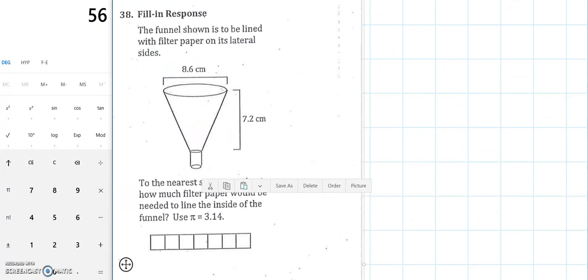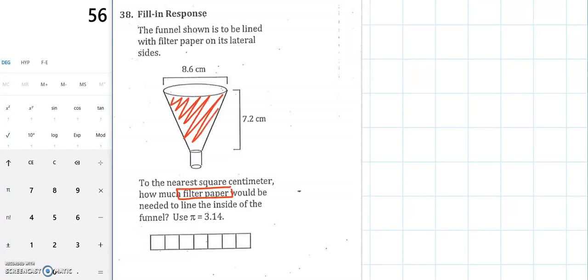Here we pick up again with a question that's asking us about lateral area. This question is asking about lateral area because it's asking to find how much filter paper you would need to cover the lateral part of this funnel. I'm looking for that portion of the funnel because that's where the filter paper is going to stand. It's not going to go on the top portion of this funnel. There's no circle covering the top. So I just want to find the lateral area of this funnel.